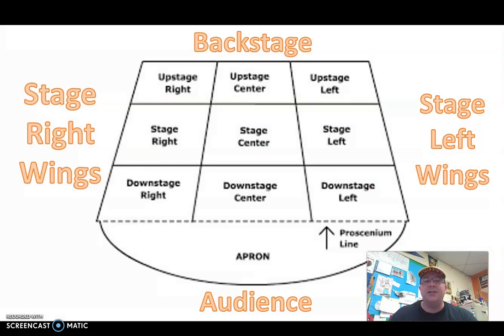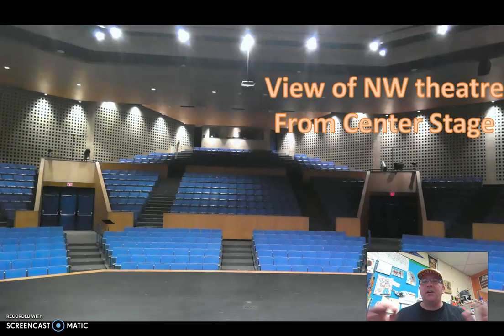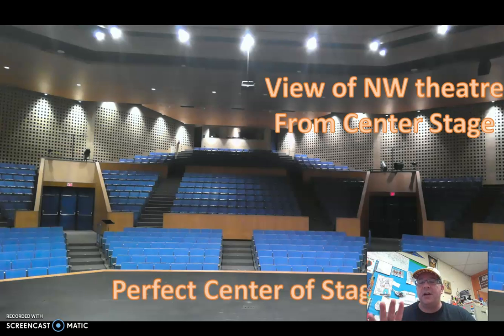Okay? So as you can see, we have our center stage, and then we have downstage, upstage, stage right, stage left, our proscenium line, which we're going to cover in part 2, and our apron, which we'll cover in part 2. So let's start off with the easiest one, the center stage. What do you think the definition for center stage is? Don't overthink it. Don't make it too complicated. It is simply the perfect center of stage. Perfect center of stage. Easy, right? This is not rocket science, guys. This is actually very simple.